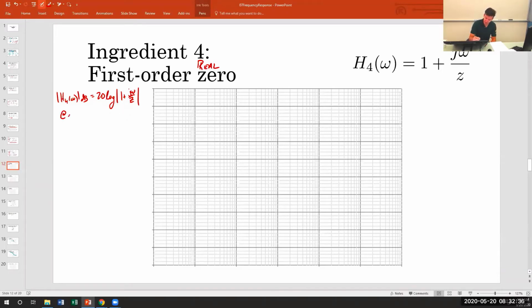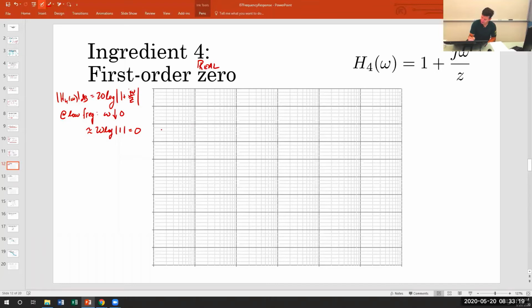So at low frequencies, say omega going to 0, the 1 will dominate. So j times close to 0 over z, no matter what z is, I can always let omega get very, very small. And j omega over z will be a very small imaginary number. And so the magnitude of 1 plus a small imaginary number looks like 1. Okay, so this means that the log of 1, well, the log of 1 is 0. So we say that at low frequencies, a first order 0 has close to 0 magnitude.